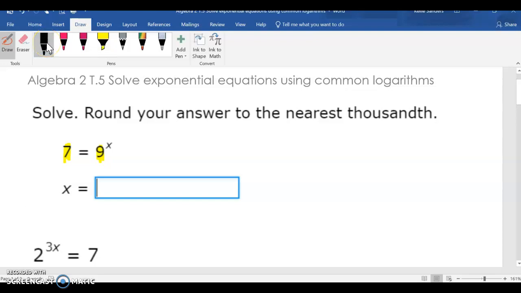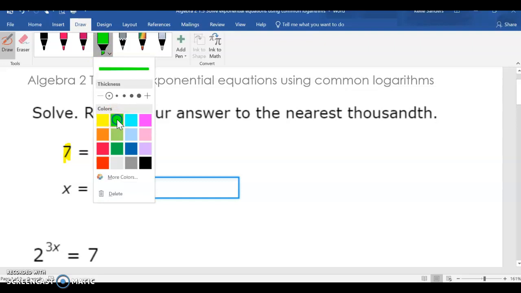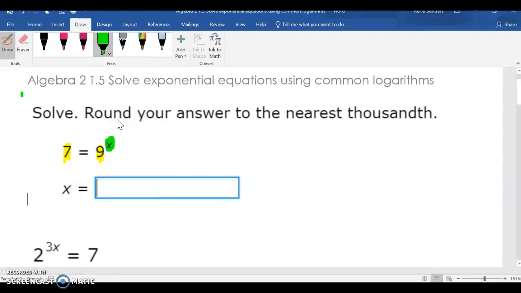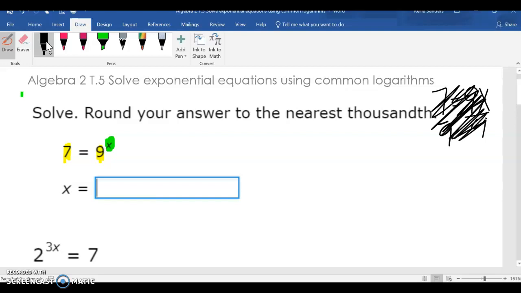Now, what does it mean to solve? It means to get x by itself. Where is the x right now? The x is in the exponent. And you're not just going to divide by 9 because it is not 7 equals 9x. If it was 7 equals 9x, then you divide by 9 and then your answer would be 7 over 9. It is not that. It's not even close to that, okay?